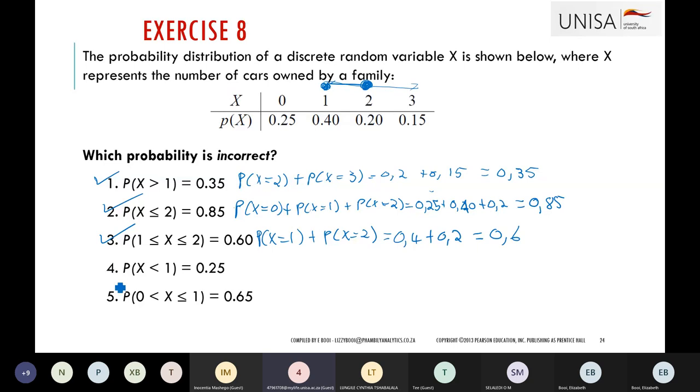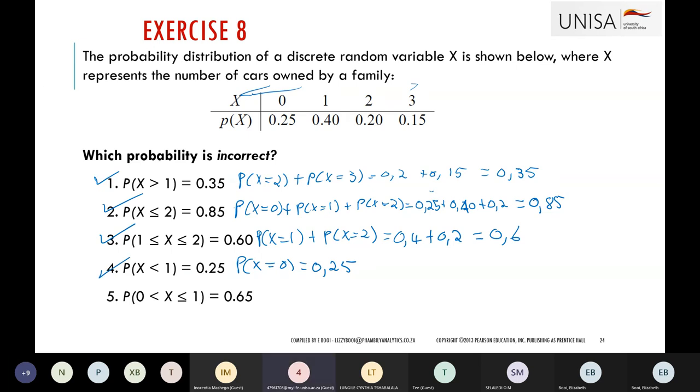Next one says the probability that x is less than 1. With less than 1, it does not include 1. So it is any value less than 1. Therefore, it's the same as the probability that x is equal to 0, and that will be 0.25. Which means that it is correct.